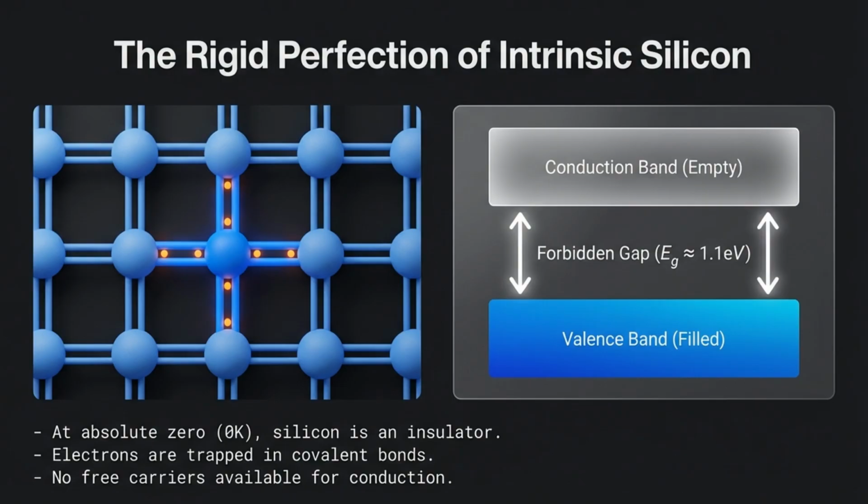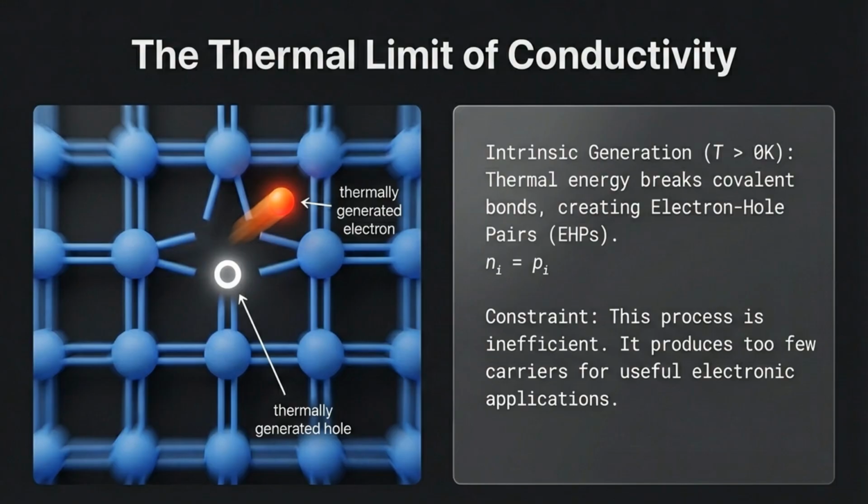Intrinsic silicon at absolute zero is an insulator. Electrons are tightly trapped in covalent bonds, leaving no free carriers for electrical conduction. Above absolute zero, thermal energy breaks some covalent bonds, creating electron-hole pairs. However, this intrinsic generation is inefficient and produces too few carriers for useful applications.